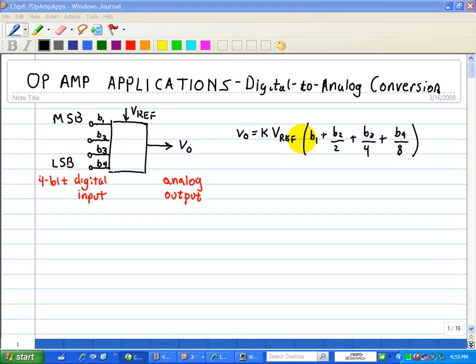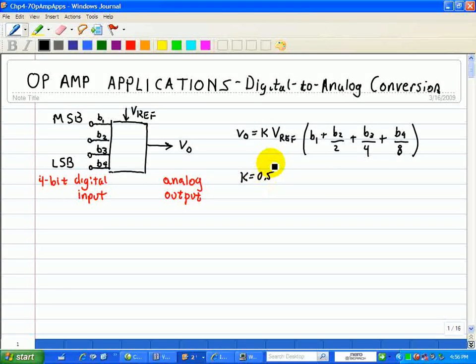So once again, B1 is the most significant bit and B4 is the least significant bit, which carries the smallest weight. So let's look at an example of this. K is a constant, so let's say K is equal to 0.5, and our reference voltage, our maximum voltage, when we have all ones in our bits, B1, B2, B3, B4 being 1, then this V reference will be the maximum, at least 1 bit less than the maximum voltage. So in this case, let's say V reference is 10 volts.